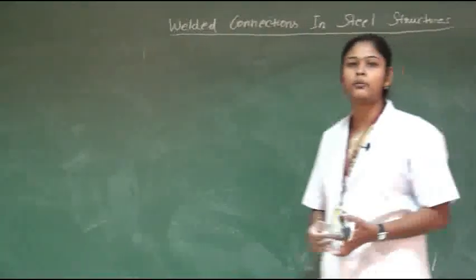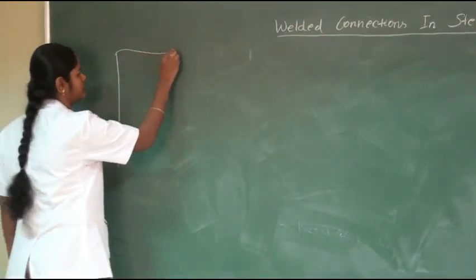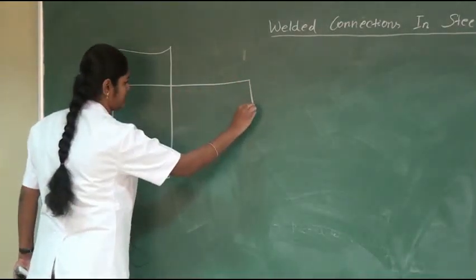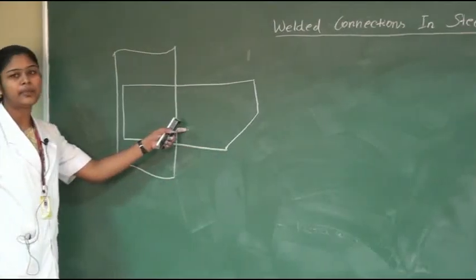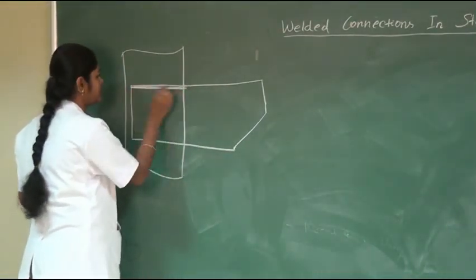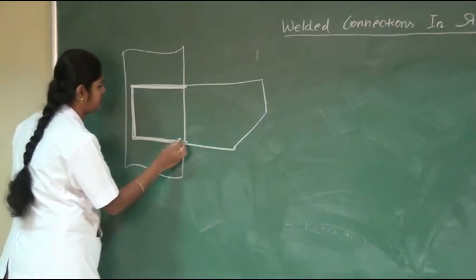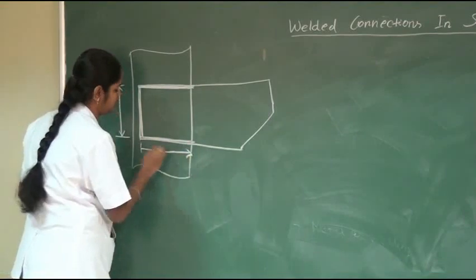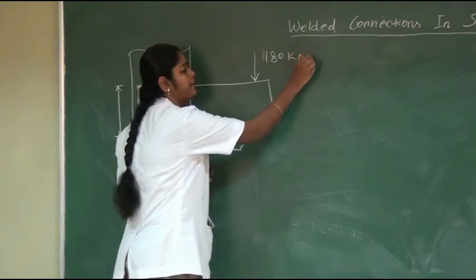And now we are going to solve a problem in this welding connection. First, it is a bracket plate which is connected to this plate by the help of welding. This is the welded portion. This is the depth of the weld. This is the breadth of the weld. The load acting on the weld is 180 kilonewton.